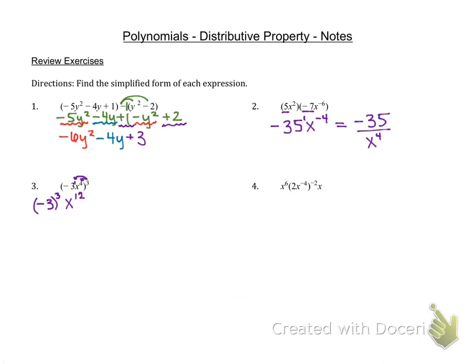So now I'm going to simplify that. Negative 3 to the 3rd power is negative 3 times a negative 3 times a negative 3, which is a negative 27, and then x to the 12th.